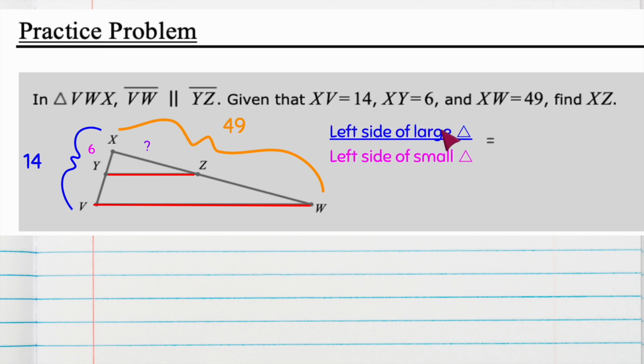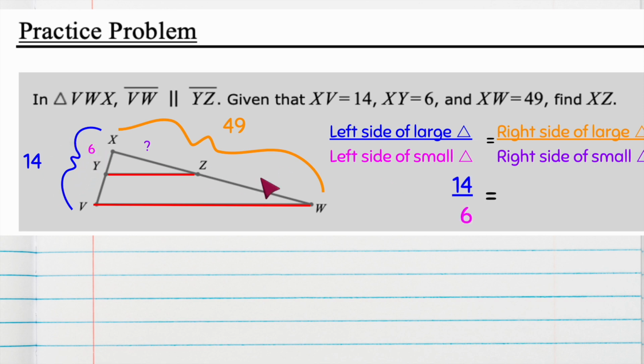So now I have the left side of the large triangle over the left side of the small triangle, and I have the right side of the large triangle over the right side of the small triangle. So it's left to left, right to right. Large is on top for both, and small is on the bottom for both. So again, two groupings there. Make sure you're paying attention to that proportion and how you're setting it up. I color-coded this based on how I wrote the numbers here. The left side of the large triangle is 14. The left side of the small triangle is 6. The right side of the large triangle is 49. And then we have our question mark for the right side of our small triangle.